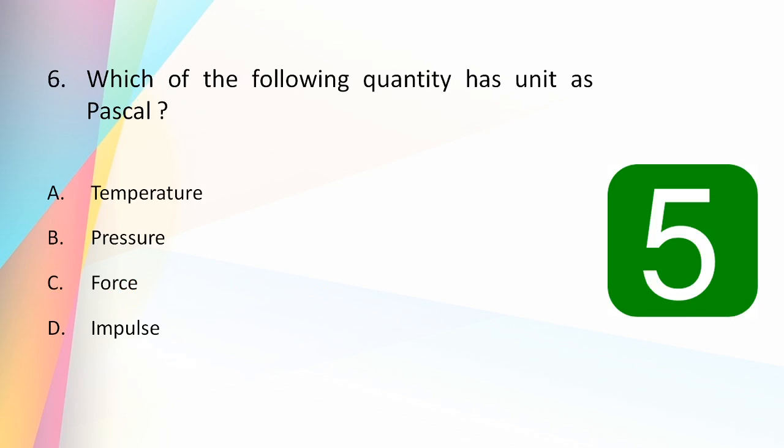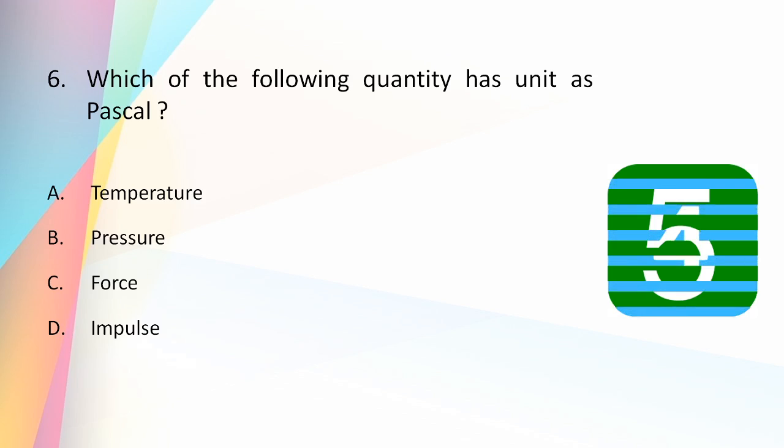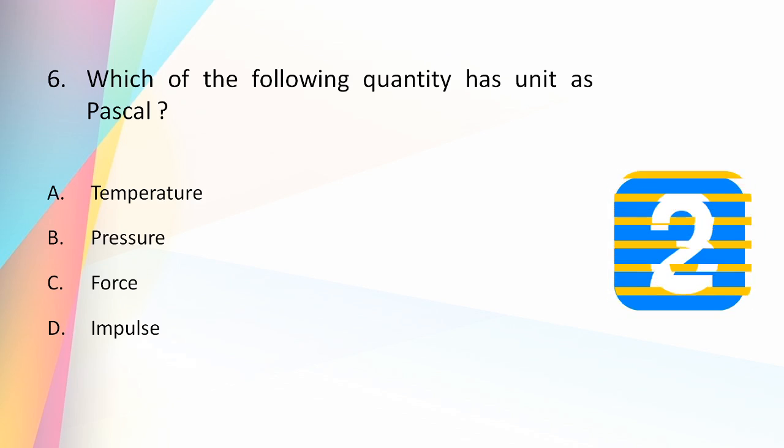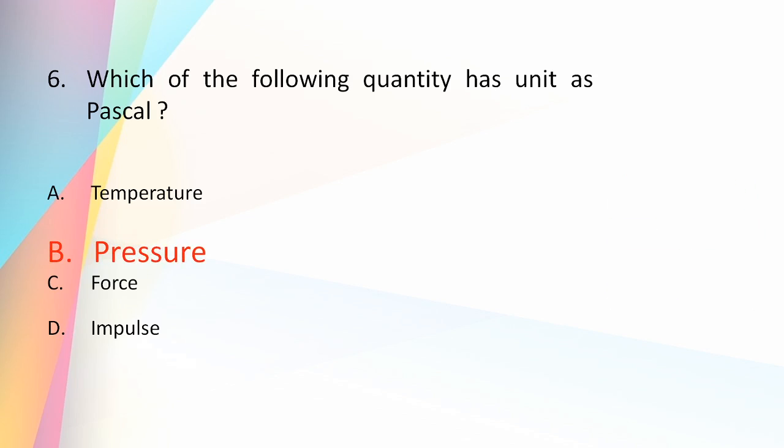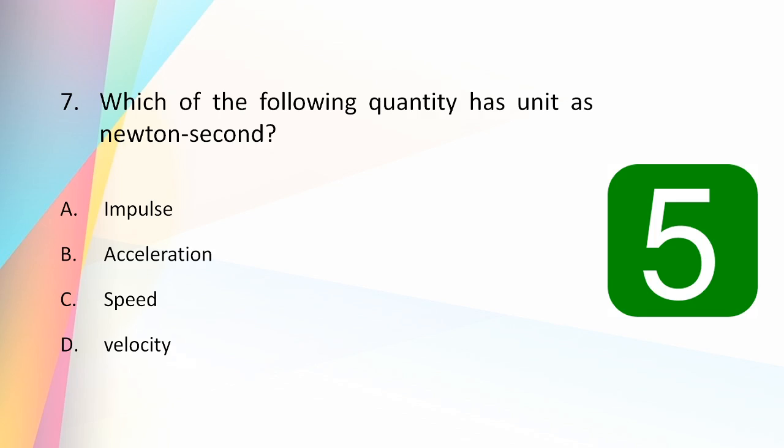Which of the following quantity has unit as Pascal? Temperature, pressure, force, impulse. And here you go. And the answer is pressure. Pascal is the SI unit of pressure named after Blaise Pascal, French mathematician. Force per unit area is known as pressure.